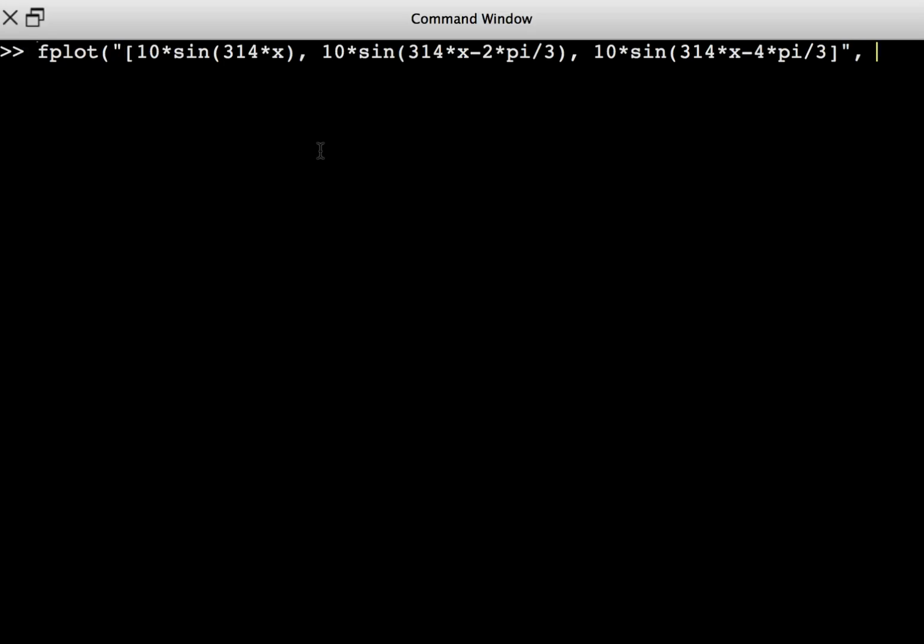Now I also have to give the limits for plotting the function. The limits will be in terms of the x-axis, that is, in terms of time. For a frequency of 50 hertz, 1 by 50 is 0.02, that is 20 milliseconds. If I want to plot 4 cycles, I'll use 80 milliseconds. So 0 to 80 milliseconds, or 80 by 1000 seconds. I'm giving that as the x-axis.